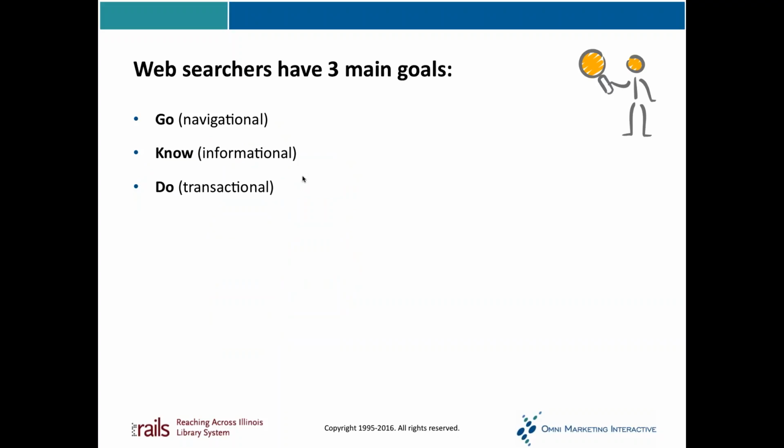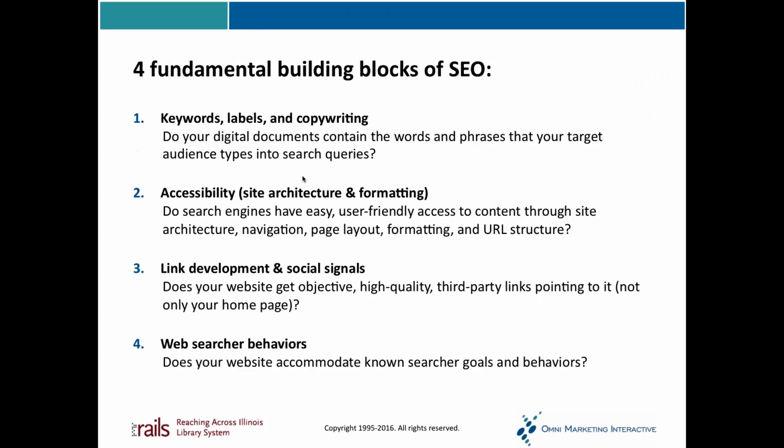Last webinar, we talked about the three main searcher goals. I asked you to remember go, know, and do. People use a search engine to go to a specific website or web page. They want to learn more information, and this is the most common type of search on desktop as well as mobile. And they want to do things such as sign up for something or download.